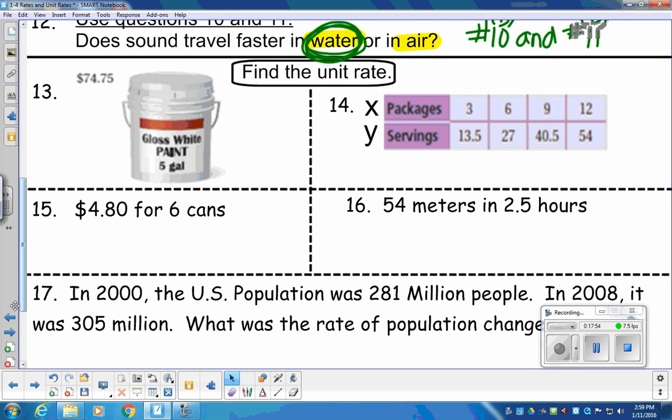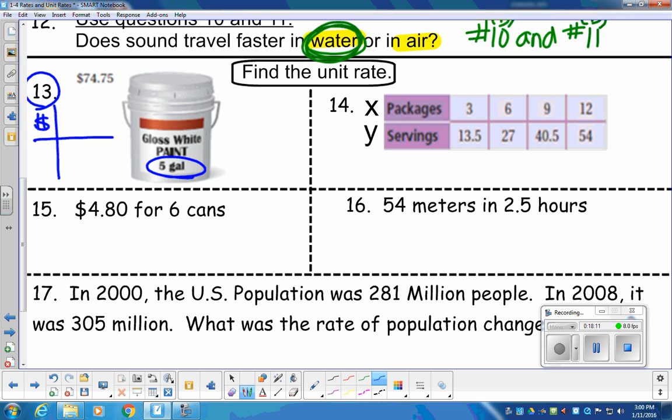Okay, so now we're going to move into some real world examples of when we would find the unit rates. For example, number 13, anytime you're buying something in a large quantity and you want to break it down to how much it costs for one of something, you would have that situation. In this particular case, the labels I have are dollars compared to gallons. So we have $74.75 for 5 gallons. How much does that cost for 1 gallon? So go ahead and get that set up.